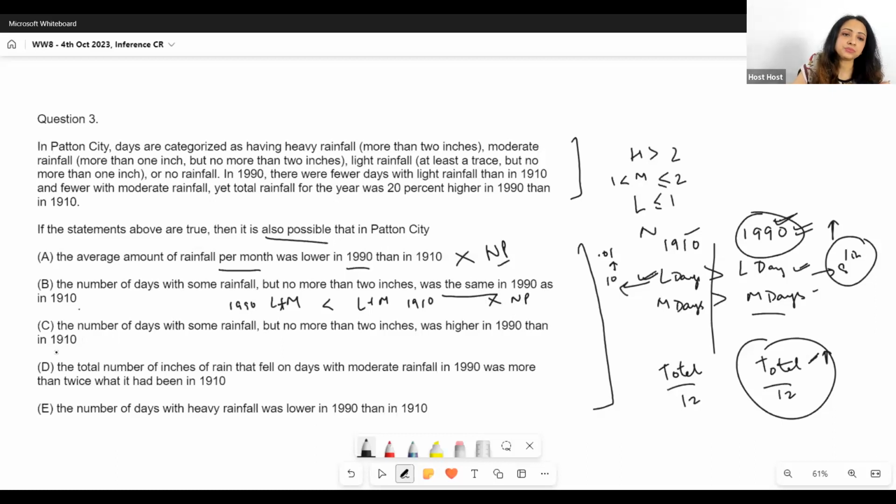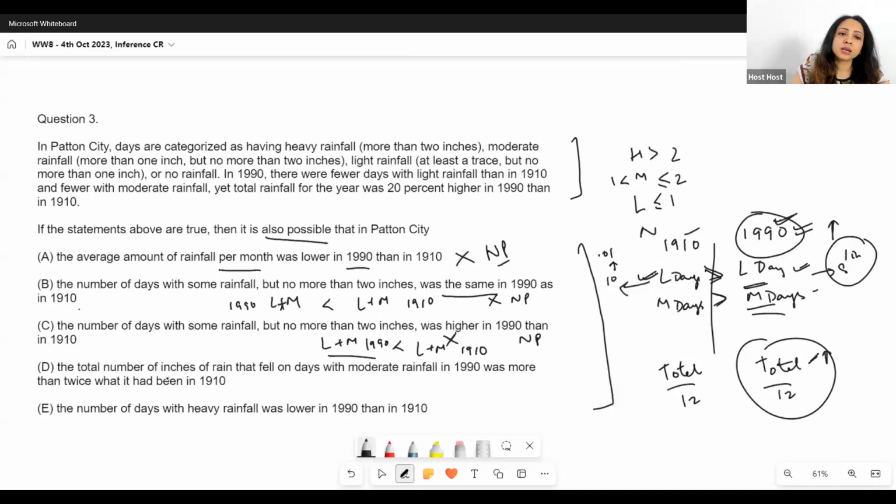Let's look at C. The number of days with some rainfall, but no more than 2 inches. Again, I'm talking about the L plus M days, right? Was higher in 1990 than in 1910. Is that possible? Again, no. We said that L plus M for 1990 is actually lower than L plus M for 1910. We are given here, right? L is also less for 1990 and M is also less for 1990. So then L plus M for 1990 has to be lower, not higher. This was higher. This is not possible. So I know that this is also not possible based on the data I have available in the argument.